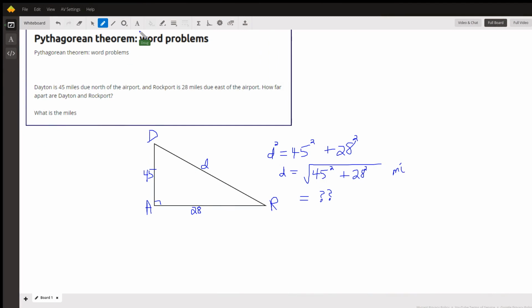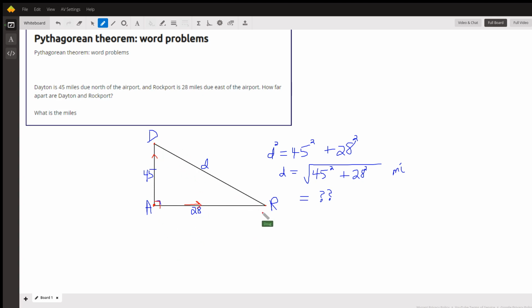Okay, real quickly, here's a diagram that depicts the situation. Here's your airport. Here's Dayton, 45 miles due north of the airport. And here's Rockport, 28 miles due east of the airport. So this is a right angle. You can use the Pythagorean Theorem.